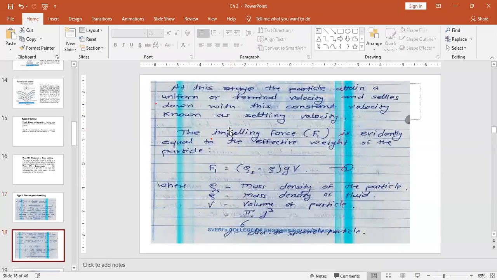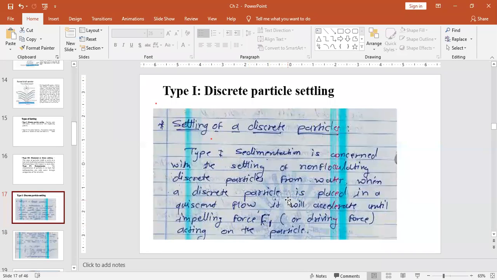At this stage, one sentence is missing over here, and that is why you feel it is incomplete. Again, I will explain. When the particle is placed in a quiescent flow, it will accelerate until the impelling force, or driving force, is acting upon the particle. As this is a tank, the particle is placed in a quiescent flow.